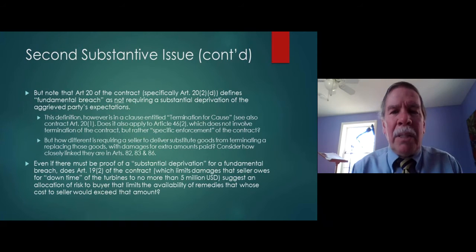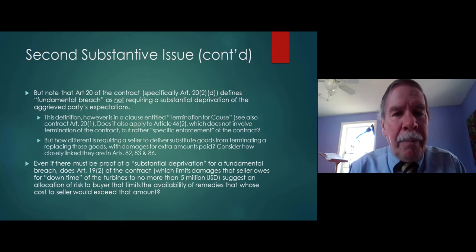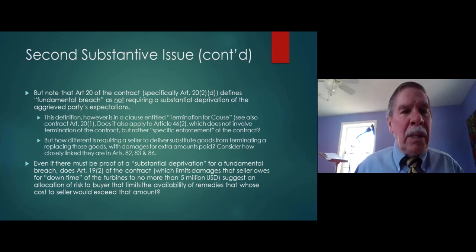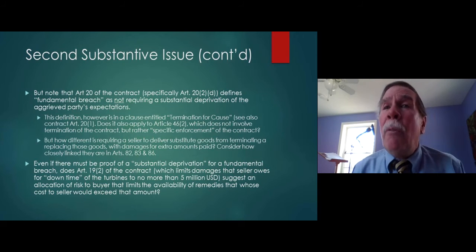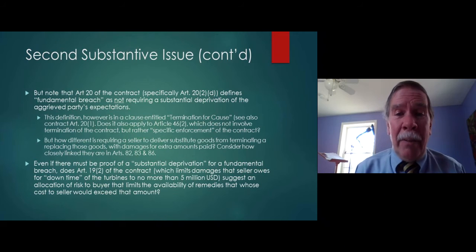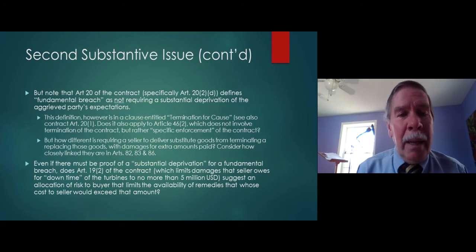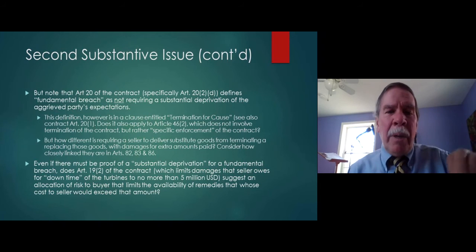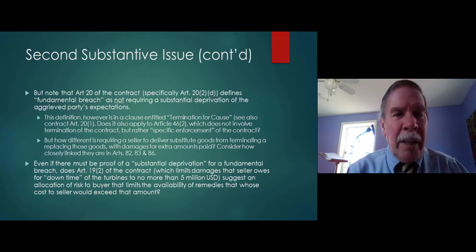This definition, however, is in a clause entitled termination for cause. See also the contract, Article 21, termination for cause. The question is, does it apply to Article 46.2, which does not involve termination or, to use the CISG term, avoidance of the contract, but rather specific enforcement of the contract? In fact, if you avoid the contract, you disqualify yourself from demanding substitute goods. It is a remedy available only if the contract has not been avoided. And the definition of fundamental breach, which is required for avoidance of contract, is found in the provision of the contract that is entitled termination for cause. It seems to be specifically addressed to that.